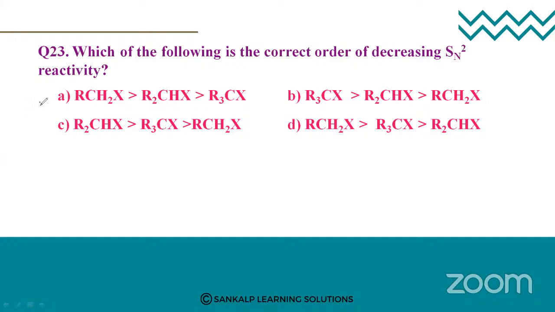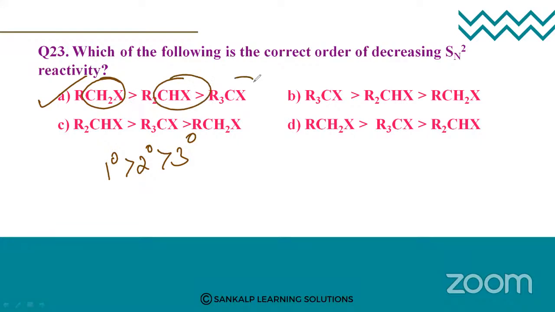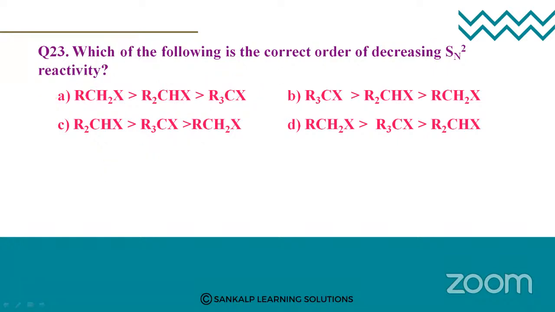It is A. In SN2, you know that primary is more reactive than secondary and then tertiary. So the order of reactivity will be primary, then secondary, and this is tertiary. So the correct order of decreasing reactivity will be this. We'll go for the next question.